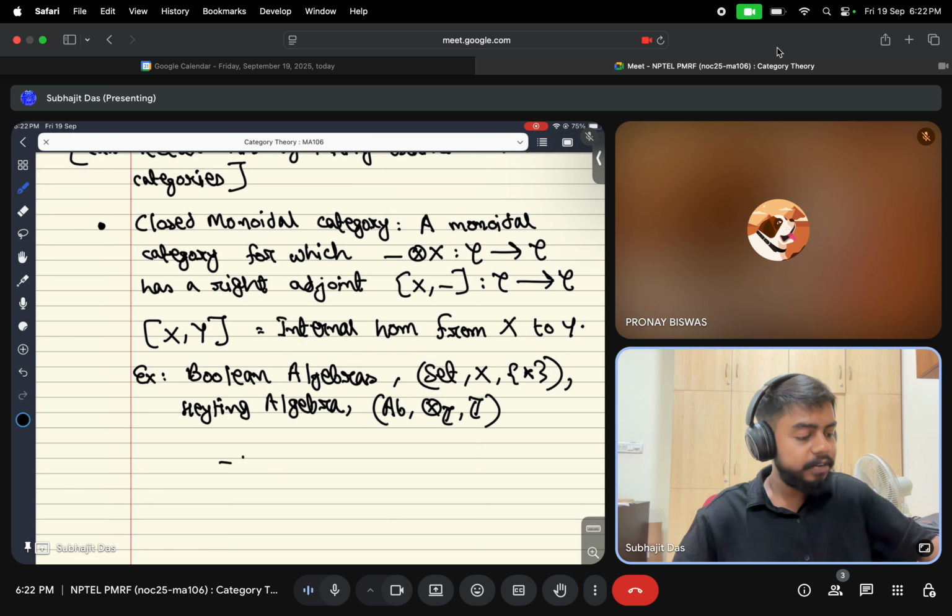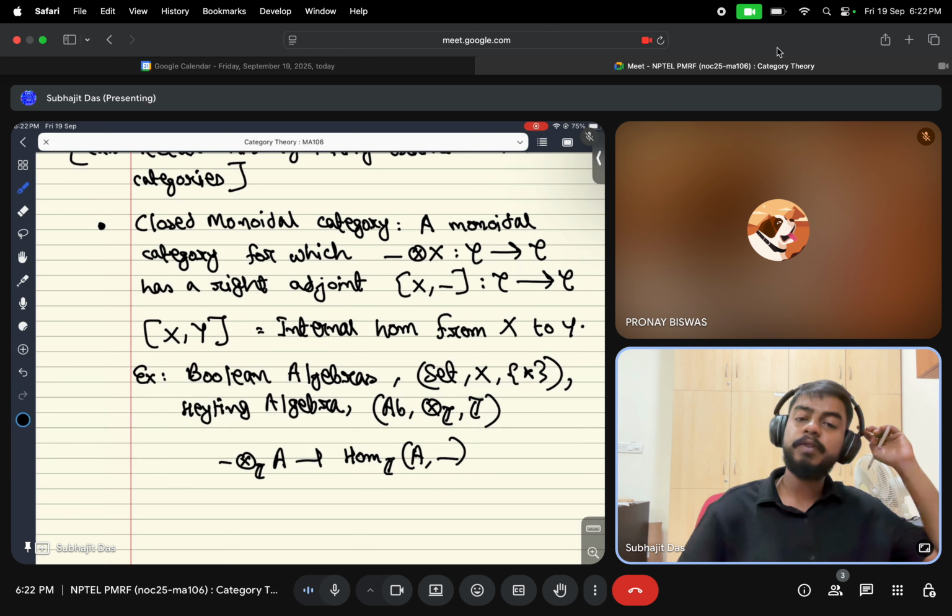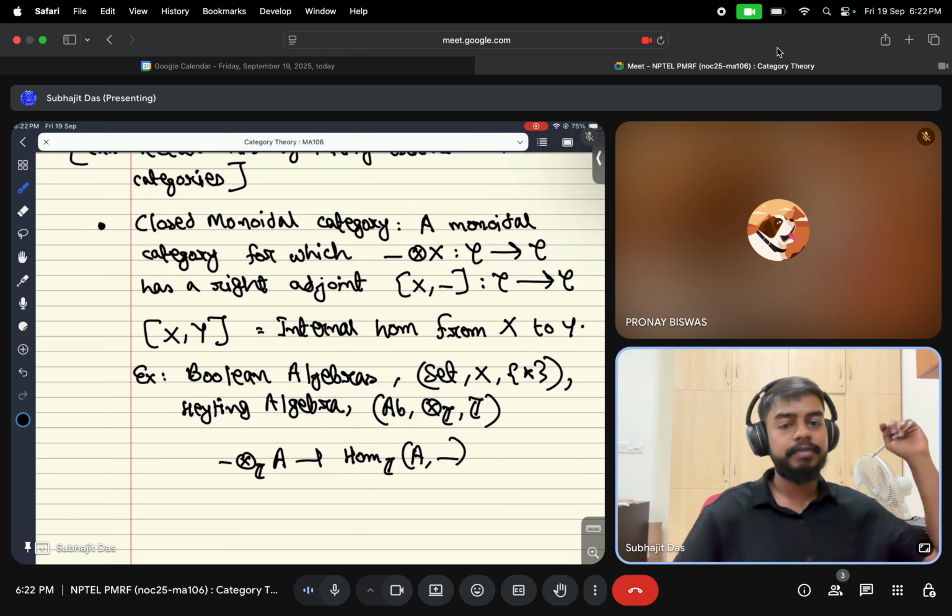So a right adjoint for this functor is Hom_Z(A, -). Observe that Hom_Z(A, B), that is all abelian group homomorphisms from A to B, itself has the structure of an abelian group.